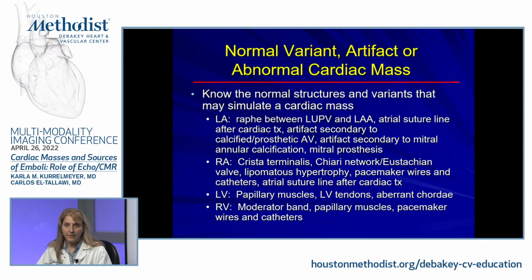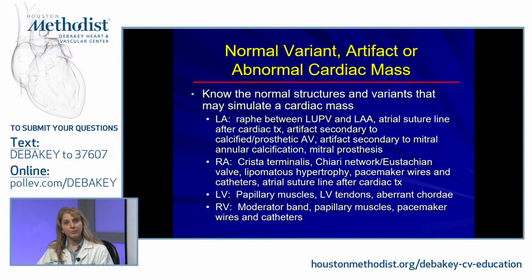In the left atrium, you need to be aware that the raphe between the left upper pulmonary vein and the left atrial appendage, which is sometimes called the warfarin ridge, the Coumadin ridge, or the Q-tip, can be unnecessarily large, so that you can actually see that on transthoracic and may think it's an abnormal cardiac mass. The atrial suture line after cardiac transplant can be particularly prominent, plus there can be artifacts secondary to prosthetic valves, both in the aortic position or the mitral position, or there can be significant mitral annular calcification or calcification of the aortic valve.